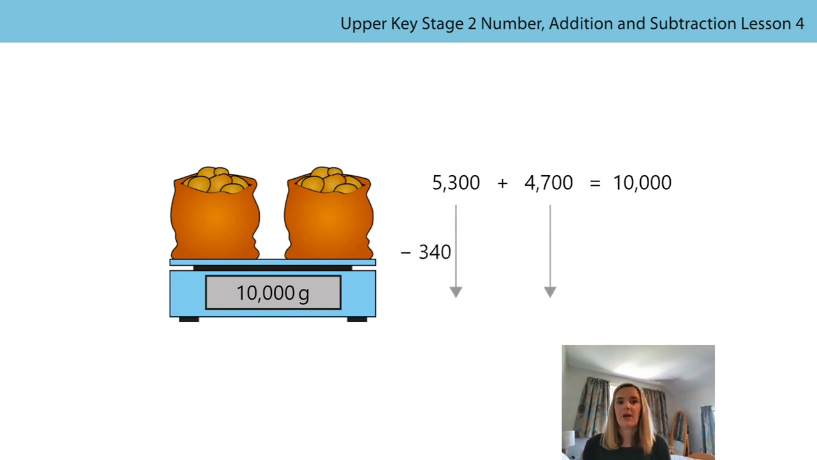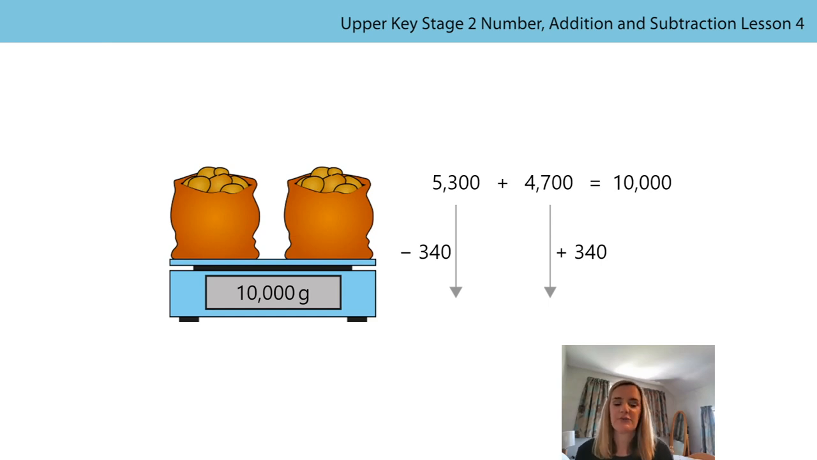So, the 5,300 gram bag reduced, didn't it, by 340 grams because the potato came out. And the other bag increased by 340 grams because that same potato went into that different bag. And what were your new totals?